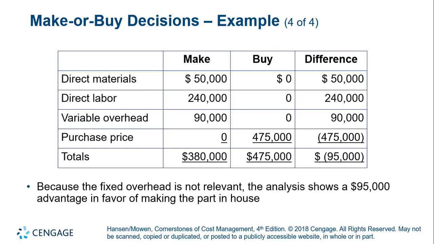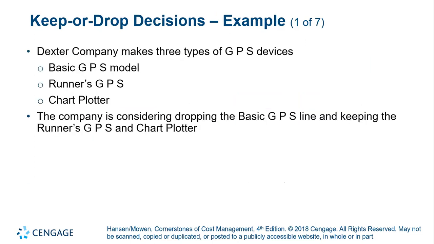Now, in other words, if you are going to make the parts, then that will involve a relevant cost of 380,000. But if you buy, you will be paying 475,000. So you have to choose the lower price, and the difference is 95,000. Now, second is the keep or drop decision. So it's either that you continue with this segment or drop.